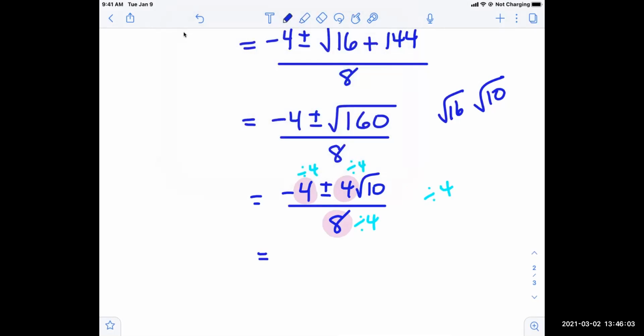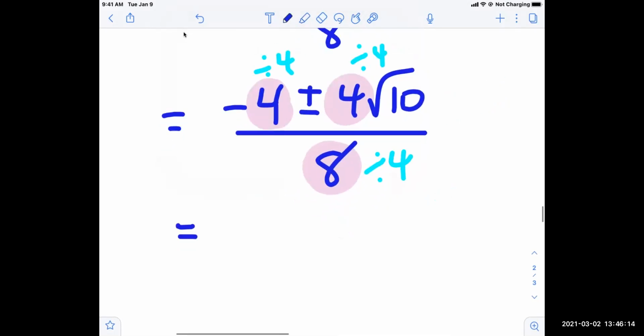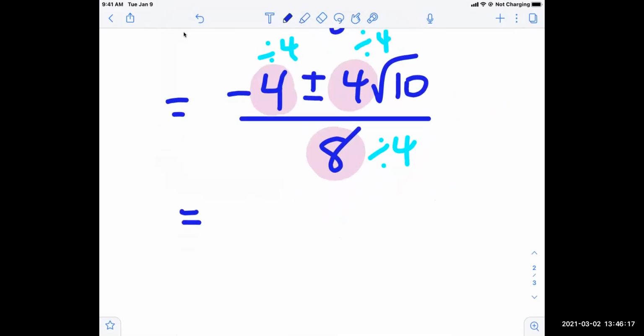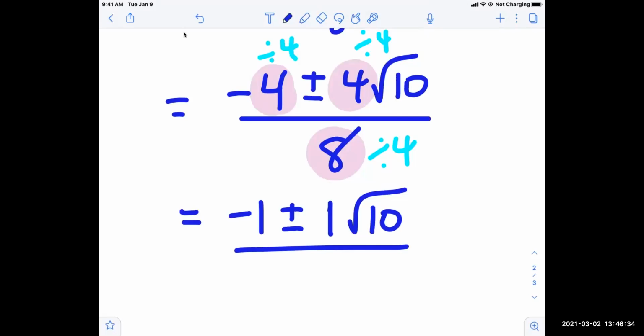So what will that be when you divide out the 4? What will your final answer look like? What's that going to be when you divide out the 4? Ryan, tell me what your answer is. What was the number in front of the radical? -1 plus or minus what? Okay. Divided by what? 2. Okay.